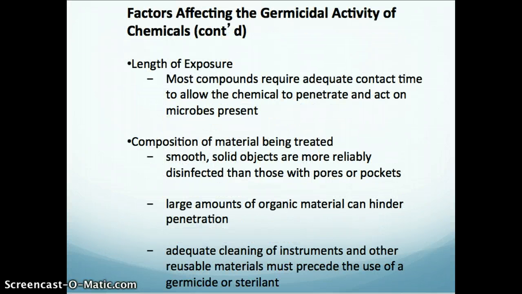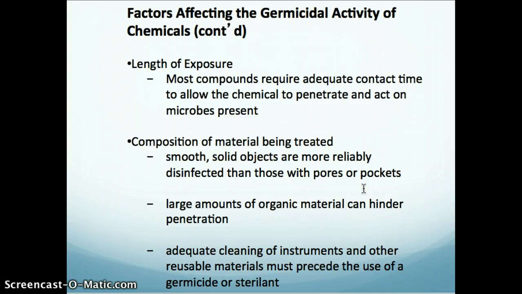So the activity of these chemicals also is affected by the length of exposure. Most compounds need to have contact time for an adequate amount of time to allow that chemical to act on the microbe present. It also depends on what the surface or material is that's being treated. So if you have a smooth, solid object, it's much more easily disinfected than those with pores or pockets where sometimes bacteria can kind of hide out.